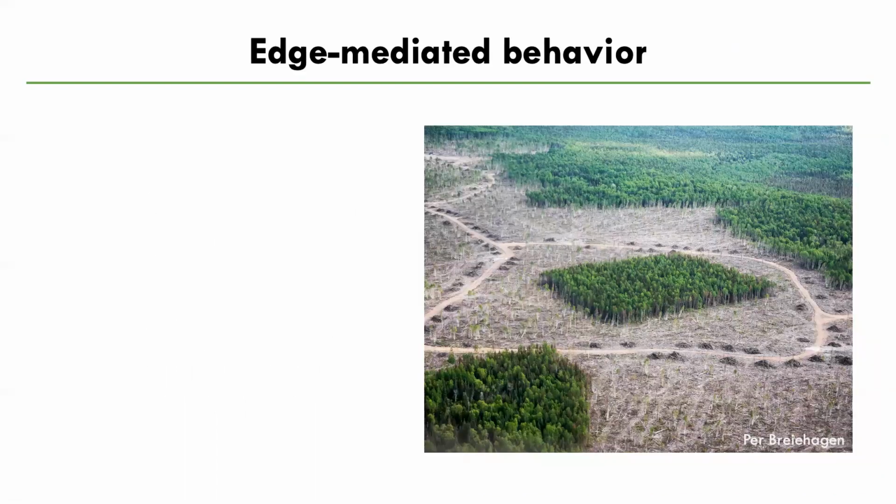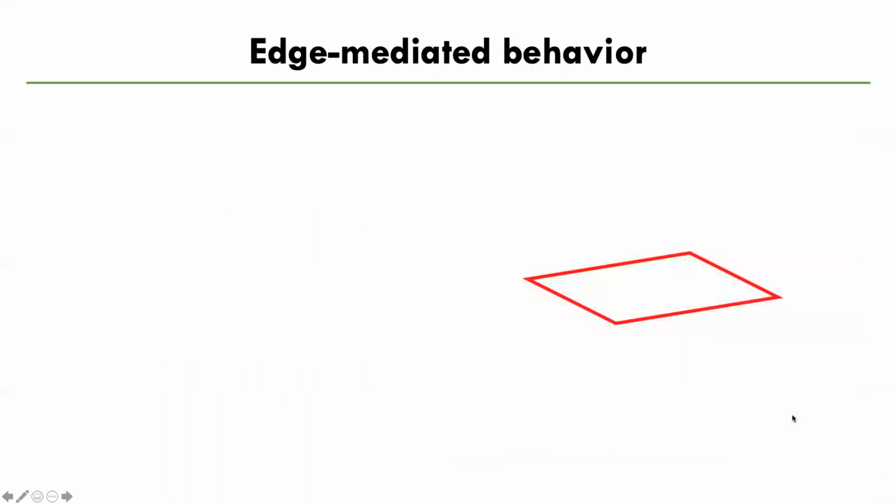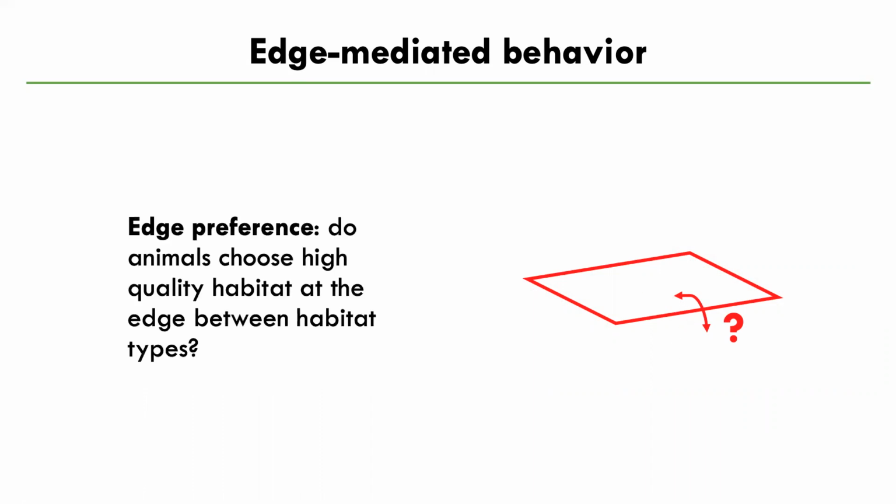One way in which behavior underlies habitat use is through edge-mediated behavior. If we imagine this forest fragment here is high-quality habitat, we could draw a red line around that high-quality habitat, and we could ask, what is the probability that individuals from low-quality habitat will enter the high-quality habitat at the edge, and vice versa? This would be a question about edge preferences. Do animals choose high-quality habitat at edges?